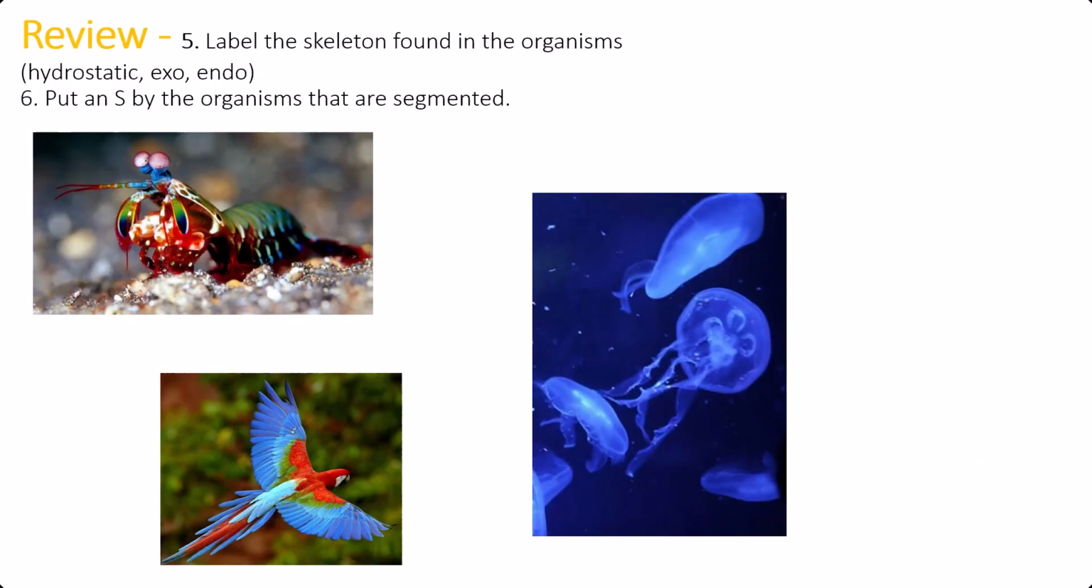So let's label the kind of skeleton found in the organism. So our first one has an exoskeleton. It has that hard, crunchy exterior. Our bird is a vertebrate, so it has an endoskeleton. And then our jellyfish over here has a hydrostatic skeleton. I'm abbreviating because it's very hard to write with the pen. These are not standard abbreviations, right?